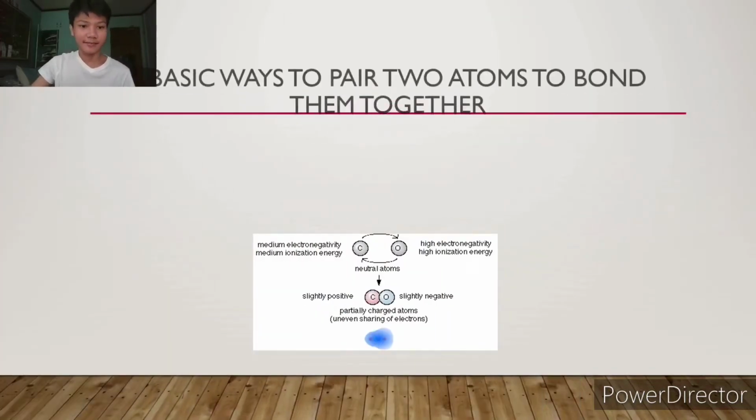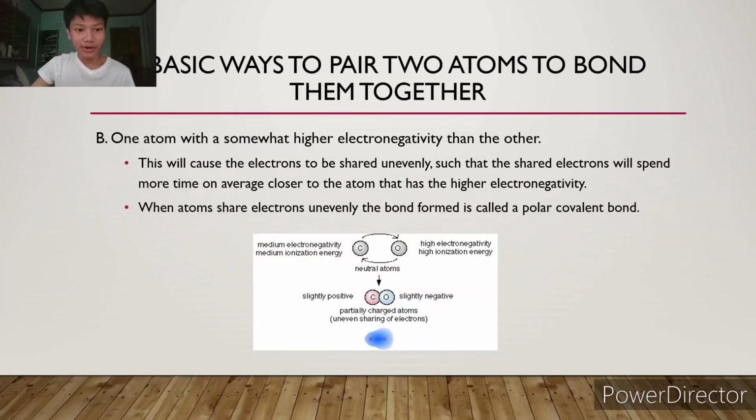Next, number 2. One atom with a somewhat higher electronegativity than the other. This will cause electrons to be shared unevenly, such that shared electrons will spend more time on average closer to the atom that has a slightly higher electronegativity. When atoms share electrons unevenly, the bond formed is called a polar covalent bond.